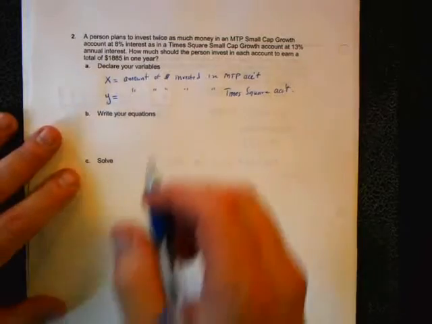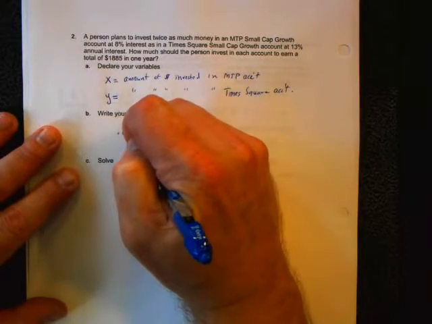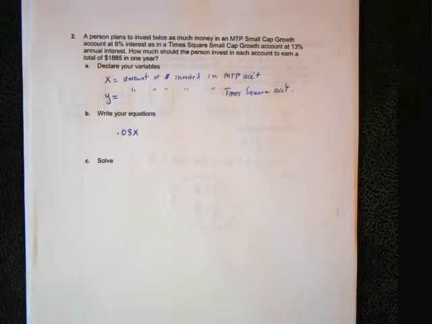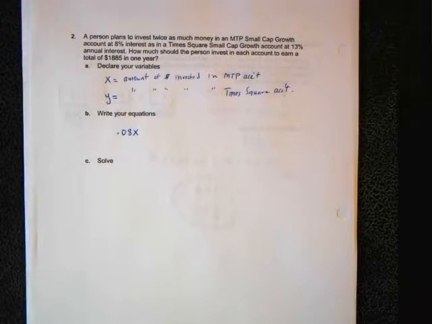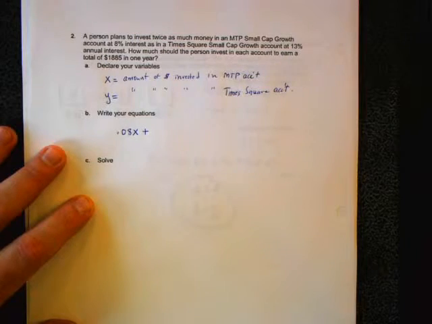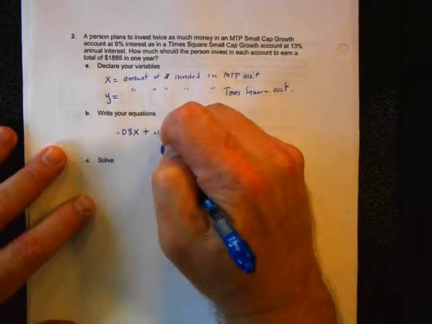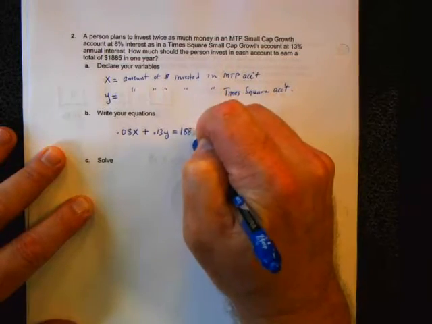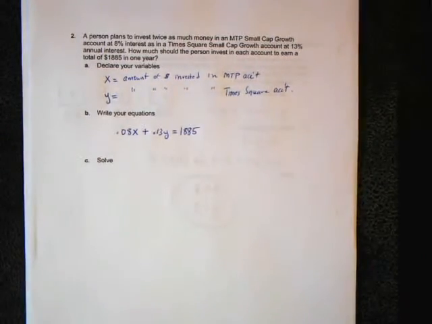So, 0.08x, what would 0.08x be? What's that in words? That would be 8% of whatever you put in that first account. So that's how much interest you earned on the first account. Plus, how much interest do we earn on the second account? 0.13y. And we want our interest to be 1885.